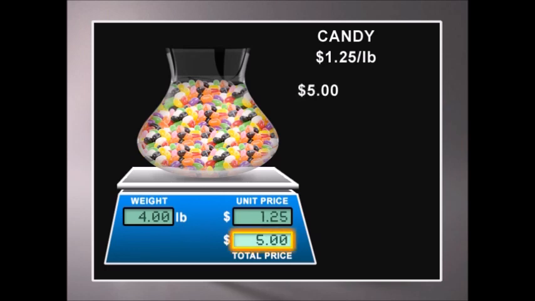$5 is an amount of money. $1.25 per pound is a this per that. And the logic is identical. Students divided by students per room told me the number of rooms. And dollars divided by dollars per pound gives me the number of pounds.